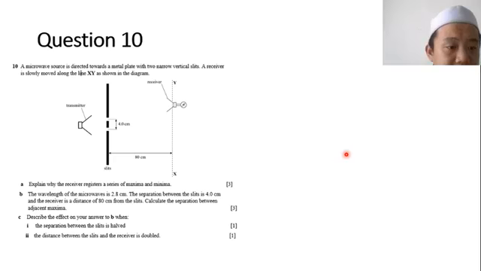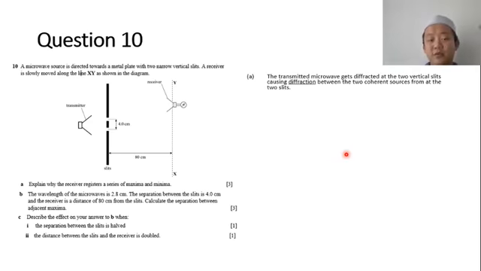Question 10. Explain why the receiver registers a series of maxima and minima. It's a 3-mark question, so you can't just answer interference and get all 3. You have to elaborate. First, you have to describe the original wave transmitted by the transmitter. The transmitted microwave gets diffracted at the 2 vertical slits, producing 2 coherent sources at the 2 slits.